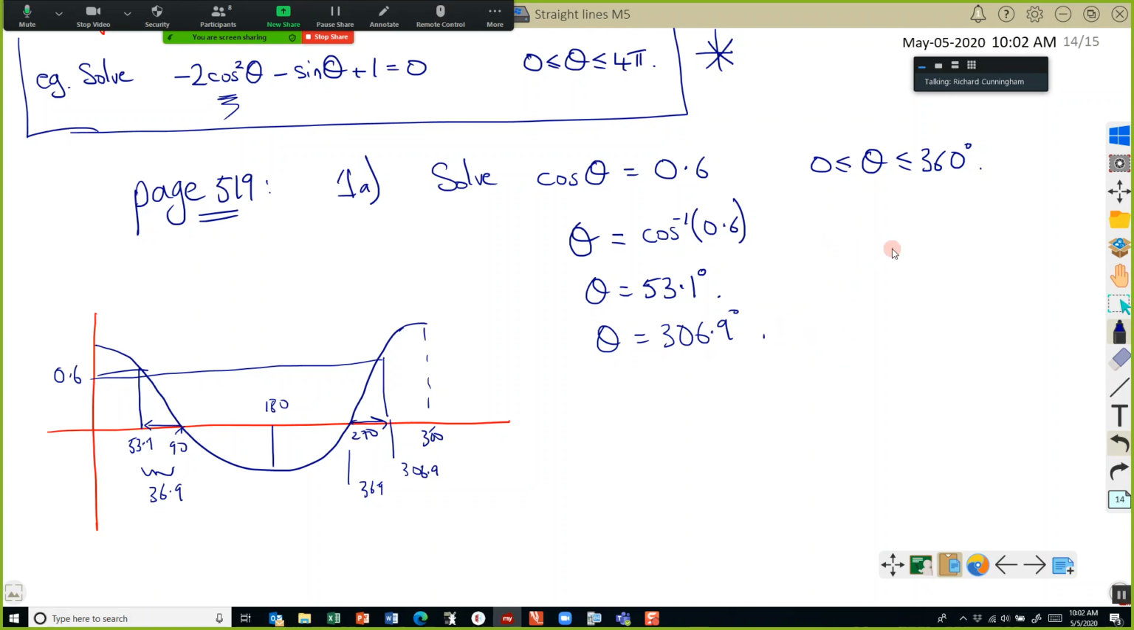Have a look at question 1, question 2. You have to draw these out, okay? You have to draw them to make sure that you get all the answers. If you just write down 53.1, you're going to miss a couple of marks, okay? So make sure you draw them out to get all the answers. Have a look at question 1 and question 2 and get back to me if you have any problems, okay?